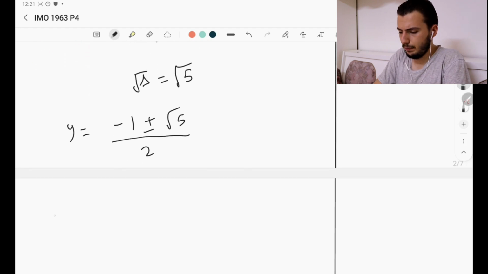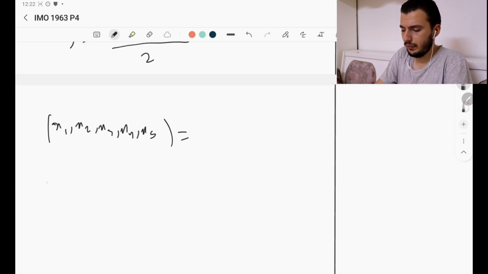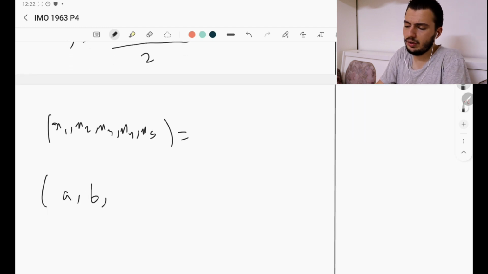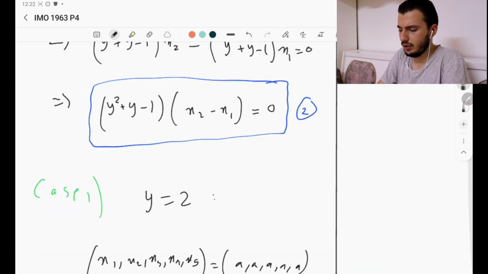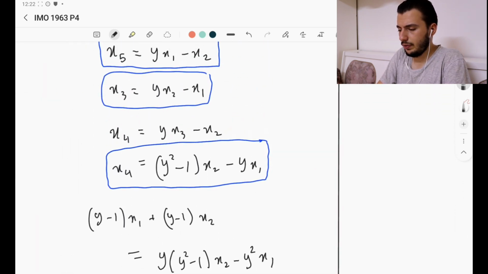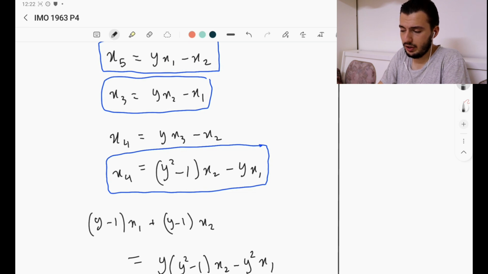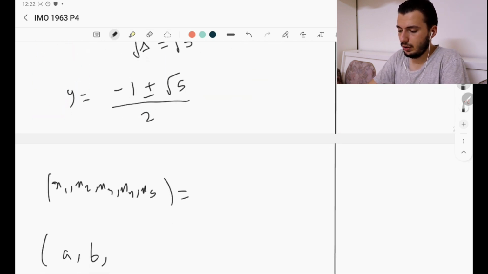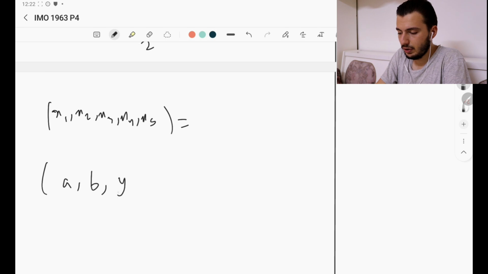So that means x1, x2, x3, x4, and x5 are just equal to any numbers, a and b. Then we can simply substitute from there what we got. For example, here we have yb minus a. This one is yb minus a, this one is ya minus b. So first of all, let's write yb minus a. Here we have ya minus b.